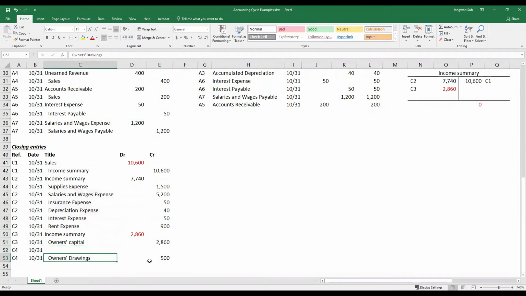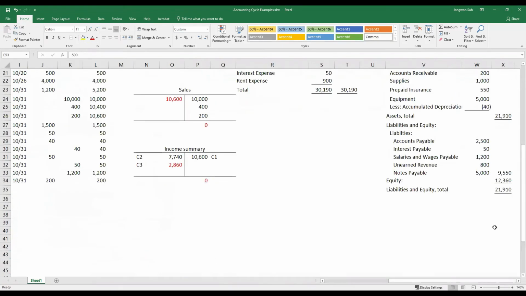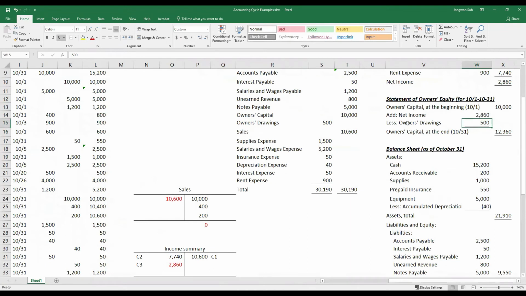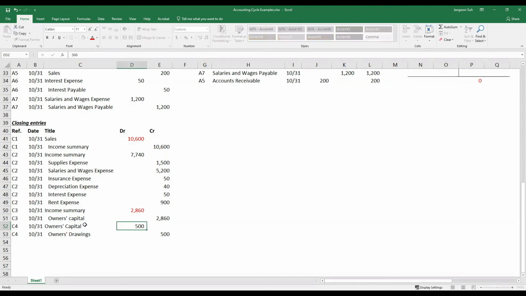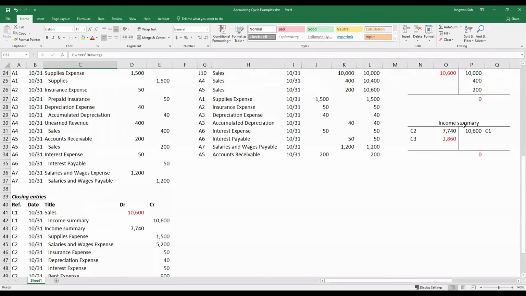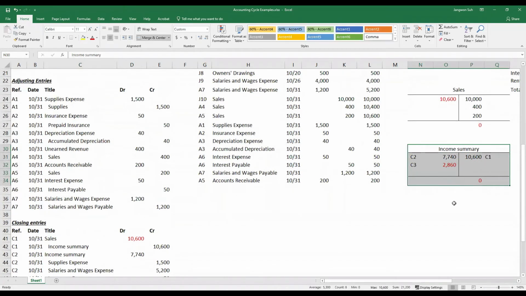Then it's standing by itself. What's going on? What should it do on the debit side? We saw it, right? Owner's drawing decreases your owner's capital. How do you decrease your owner's capital? By, yes, debiting. Cool.